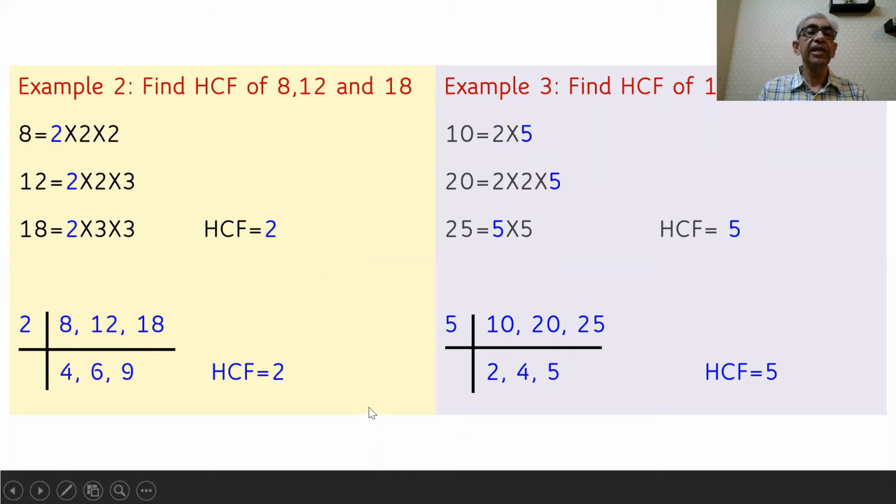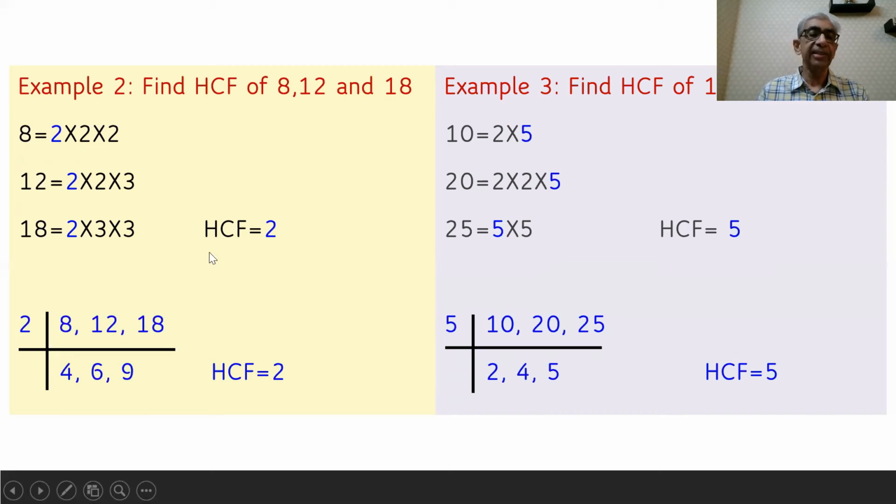Example 2. Find the HCF of 8, 12 and 18. Now factors of 8 are 2 multiplied by 2 multiplied by 2, 12 is 2 multiplied by 2 multiplied by 3, 18 is 2 multiplied by 3 multiplied by 3. Now HCF cannot be more than 8. In 8 there are three 2s. I have to find out whether three 2s are there in other numbers also. In 12 there are only two 2s. So HCF cannot be 8, it has to be maximum 4. Now in 18 there is only one 2. So my HCF is 2 only.